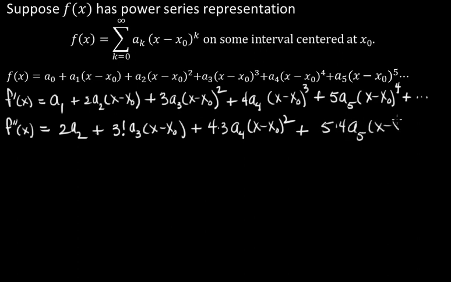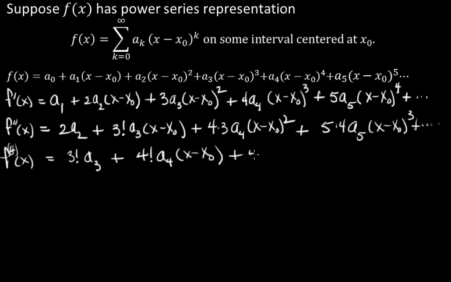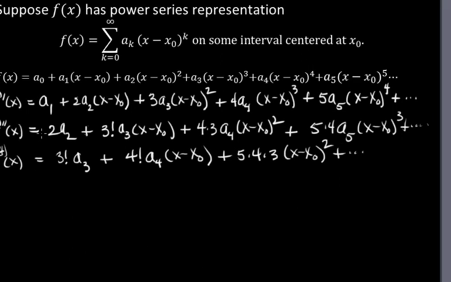5 times 4, a sub 5, times x minus x naught cubed, plus dot, dot, dot. And let's do the fourth derivative. f upper 4 of x is equal to, first term goes, and we just have 3 factorial times a sub 3 plus, and we have 4, 3, 2, so let's say 4 factorial a sub 4 times x minus x naught plus 5 times 4 times 3 times x minus x naught squared, dot, dot, dot, and one more.